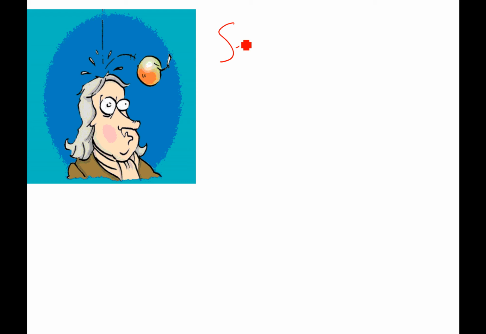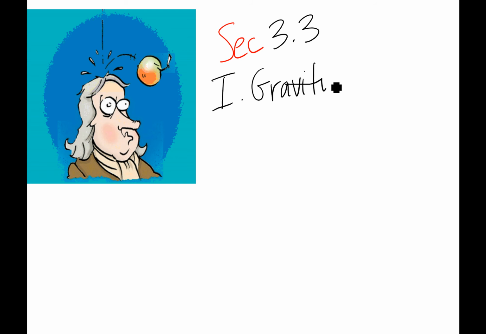This comes from section 3.3 in your OpenStax textbook. What is gravity? We're going to start by looking at gravity that's more familiar to us, gravity on Earth, and then we'll get into space and orbits. Okay, but let's start with what we know and what makes sense to us.